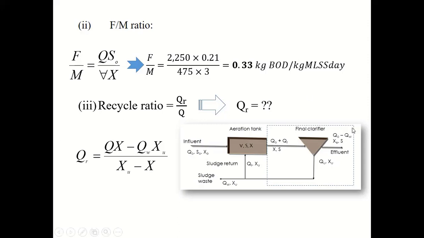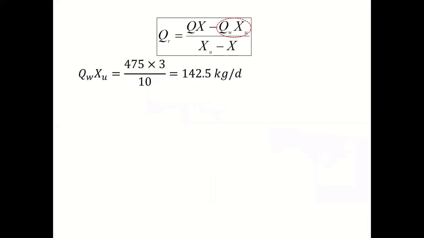If you make a mass balance around the final clarifier, you can know the value of QR. So QR equals (Q X minus Qw Xu) over (Xu minus X). You have to calculate Qw Xu first in order to calculate QR and the recycle ratio. So Qw Xu equals V times X over Tc, which is 475 times 3 over 10, equals 142.5 kilogram per day.